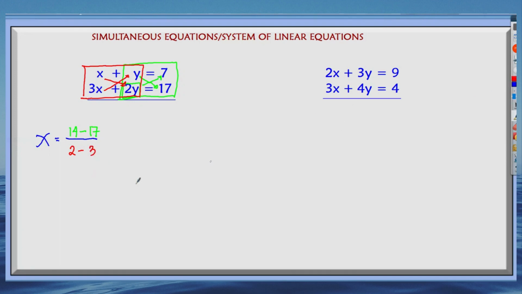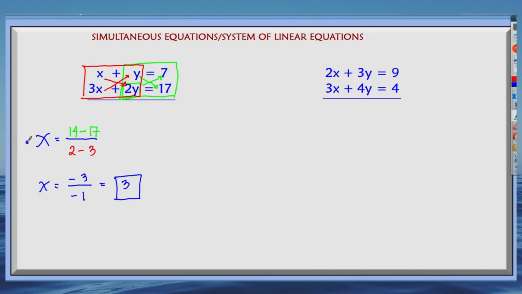And then solving for this, we have x is equal to 14 minus 17, which is negative 3. And then 2 minus 3 is negative 1. Thus, we have now a value of 3 for x.